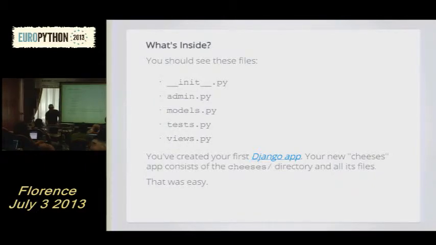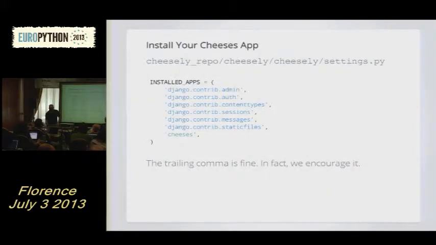Okay, so I'm going to go forward. Now what we're going to do is install the cheeses app into our project. If you go into cheesly_repo, cheesly, settings.py, and search inside that file, you'll find INSTALLED_APPS, and there's a tuple, and at the bottom of it, we're going to add cheeses, just like the name of the app that we have.